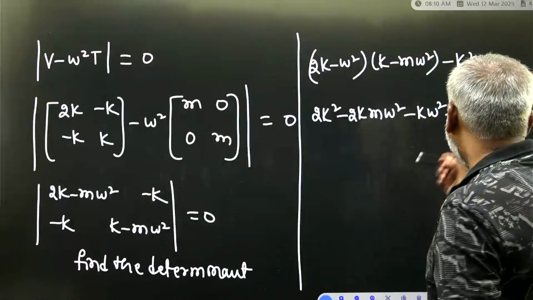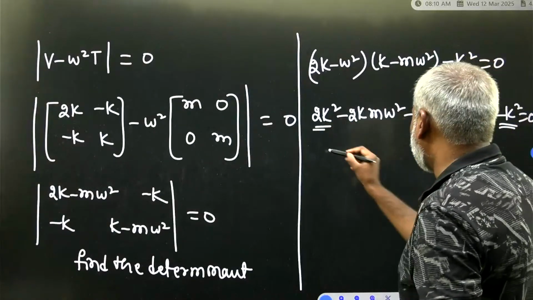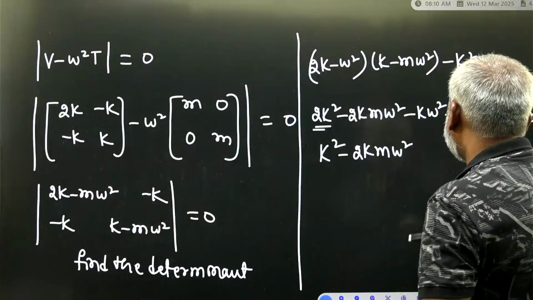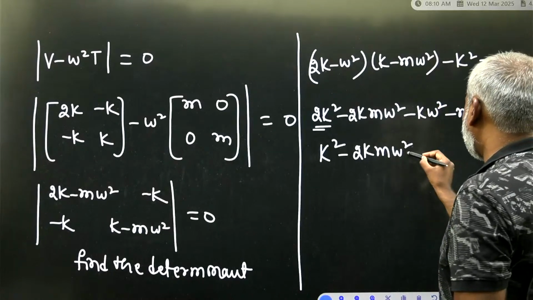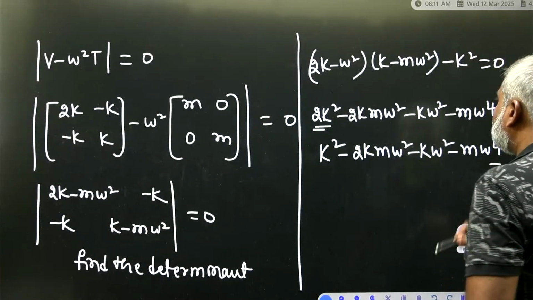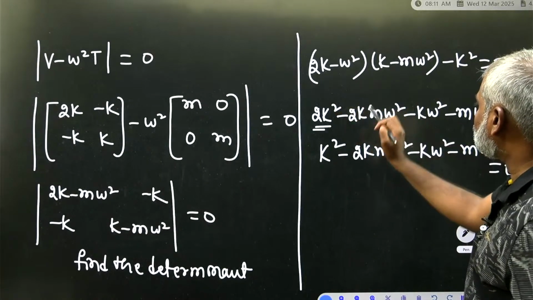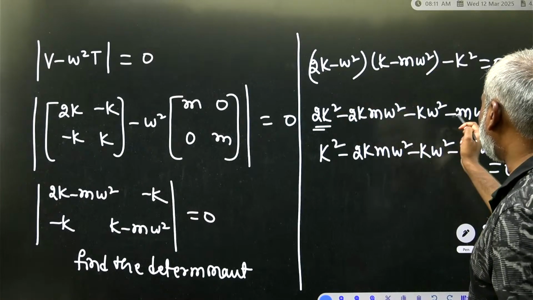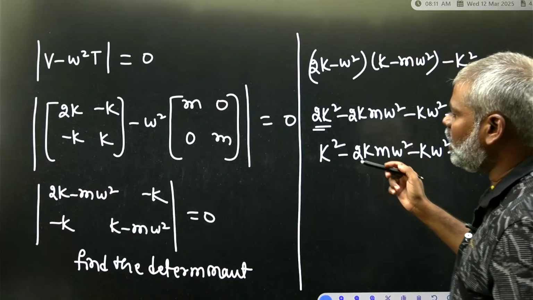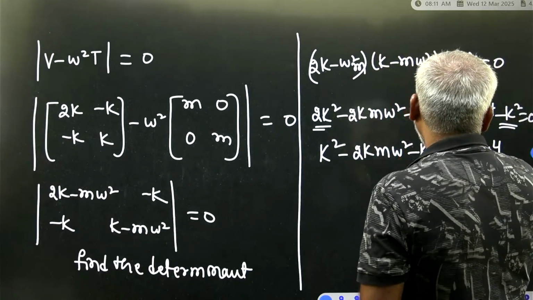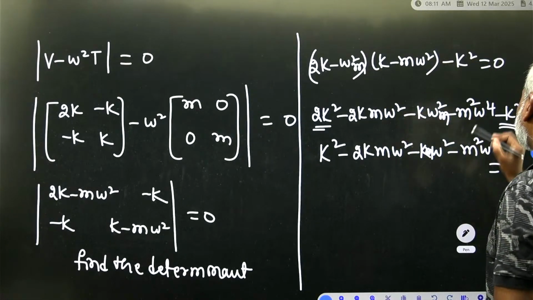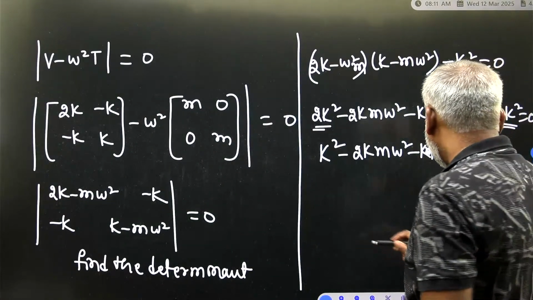So 2k square minus k square gives k square, minus 2k m omega square, minus k m omega square, plus m square omega to the power of 4 is equal to 0, right?